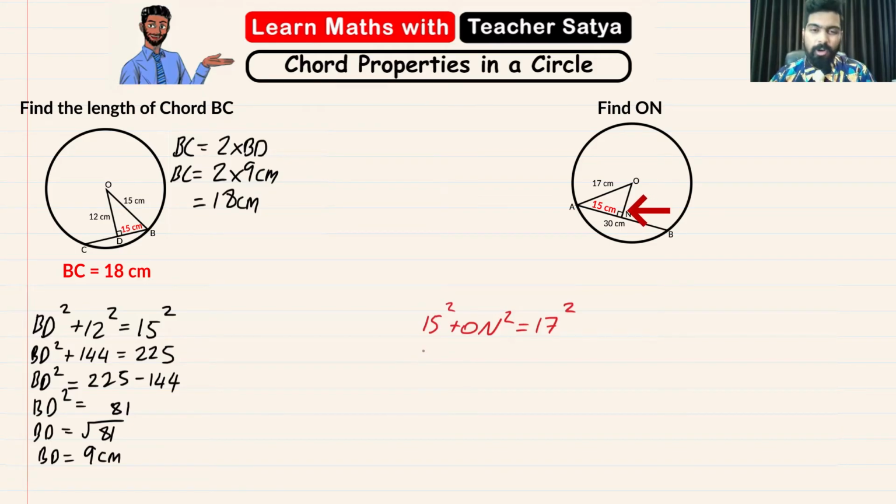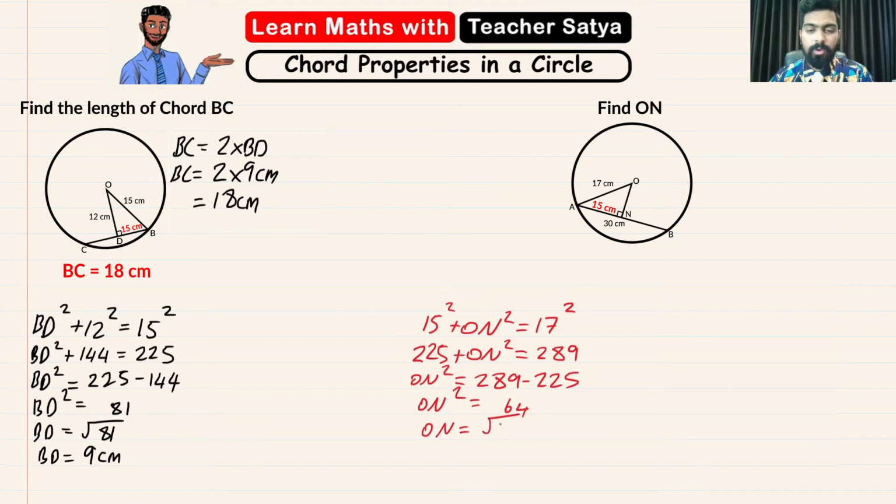All right, now let's go ahead and solve it. 15 square is 225 plus ON square is equal to 289. Right guys, ON square is 289 minus 225. ON square is equal to 64. ON is square root of 64, therefore ON is 8 centimeter. Alright guys, so the value of ON is equal to 8 centimeter.